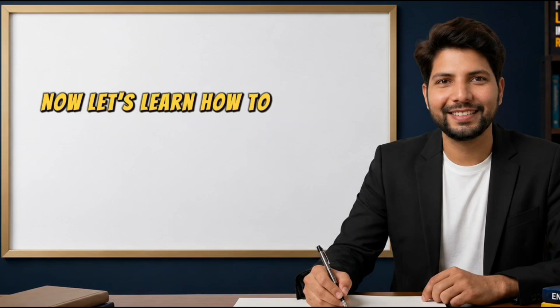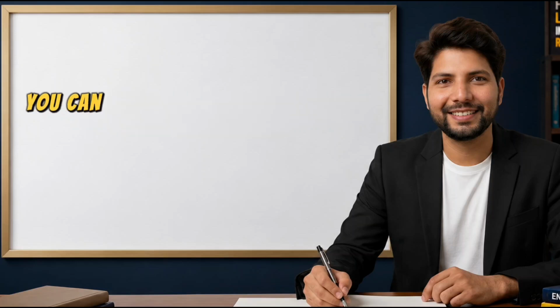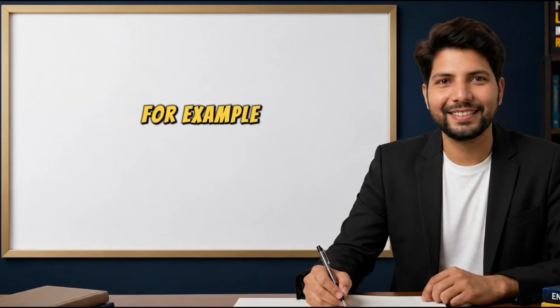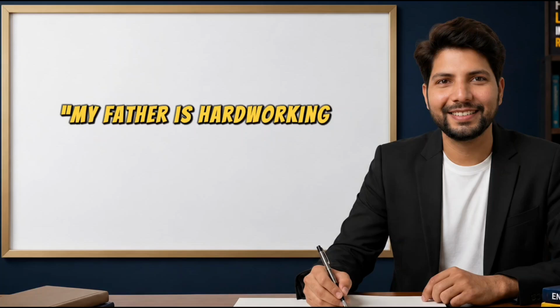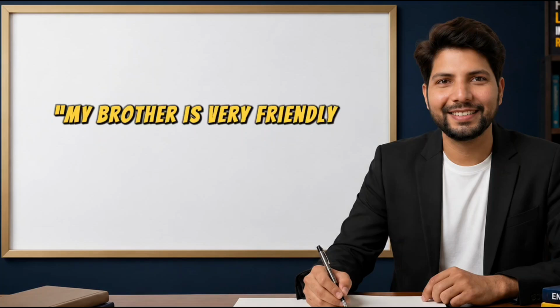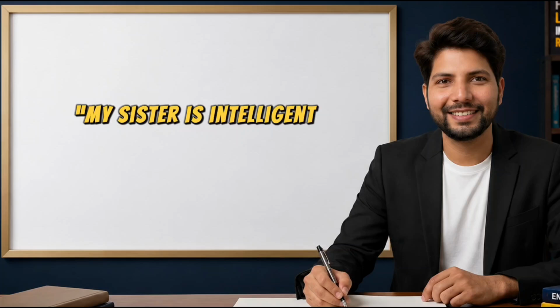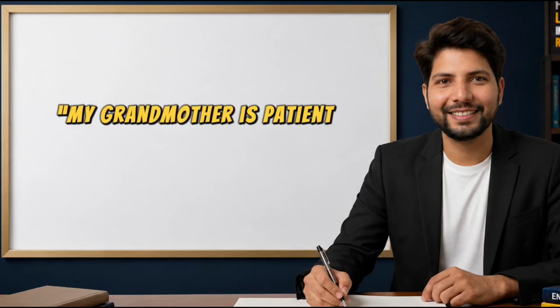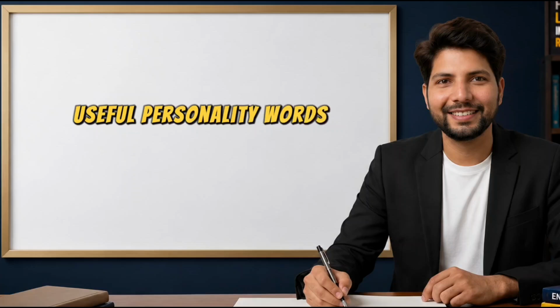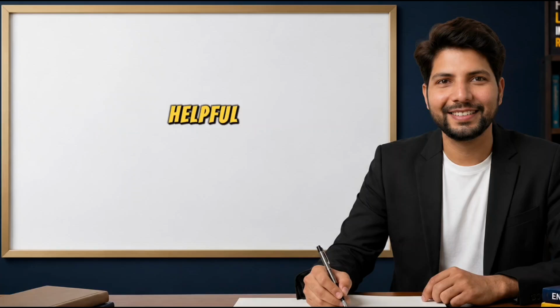Now, let's learn how to describe family members. You can describe their personality, habits, or appearance. For example, my father is hardworking. My mother is caring and loving. My brother is very friendly. My sister is intelligent. My grandmother is patient. My grandfather is wise. Useful personality words: kind, helpful, funny, strict, polite, honest, calm, friendly, smart, hardworking.